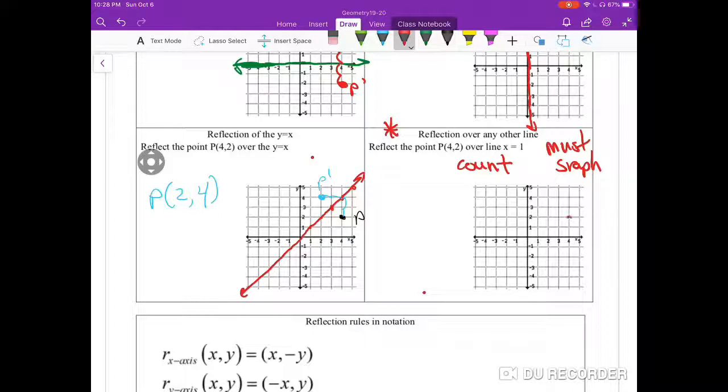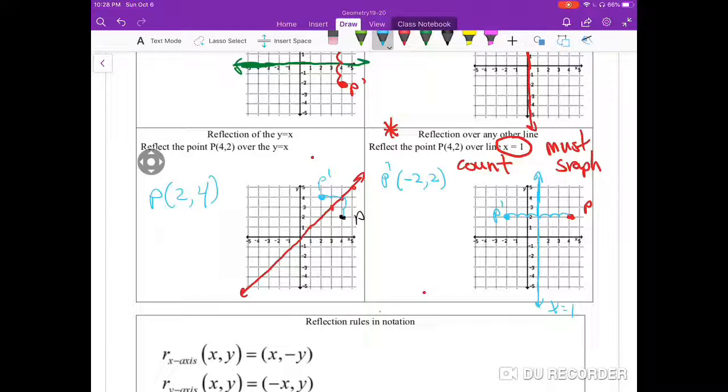So again, we'll start by graphing point P at 4, 2, and I must graph this line x equals 1. And as we went over in video 1, x equals 1 is going to be a vertical line. And since this is my line of reflection, I'm just going to count 1, 2, 3 spaces to the line, and 1, 2, 3 spaces after the line. That's point P prime. So I have a new coordinate of negative 2, 2.